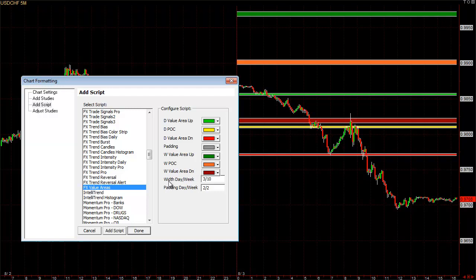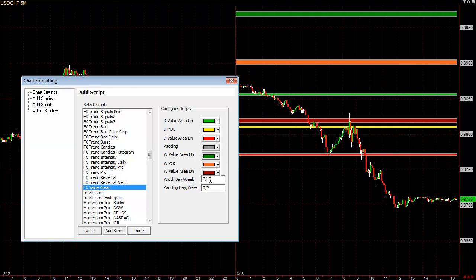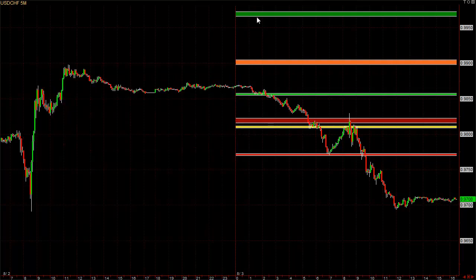This is the width in pixels of the previous days and weeks. So, like you can see on the chart, the green, yellow and red is 3 pixels, and I have 2 pixels padding of this color here, gray, above and below it. I have 10 pixels for the weekly, which, you know, clearly stands out as much wider areas. And so these areas are going to stand out from all the other support resistance areas you use.